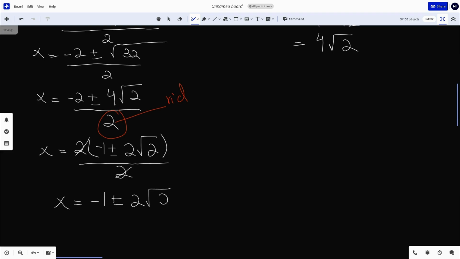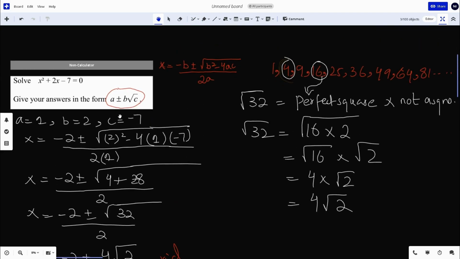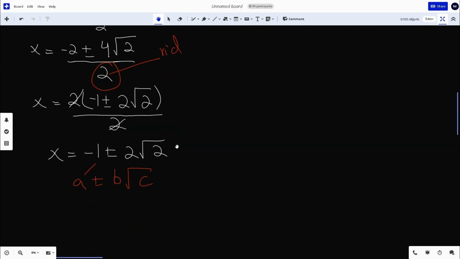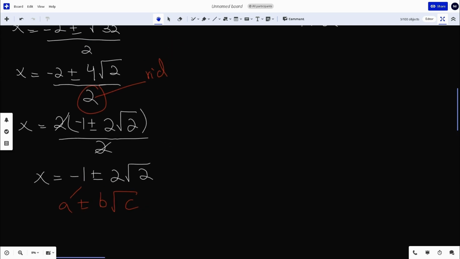Now I have my answer in the form, if I cross-check it, a plus minus b square root c. I need my answer in this form, a plus minus b square root c. So this is going to be my final answer.